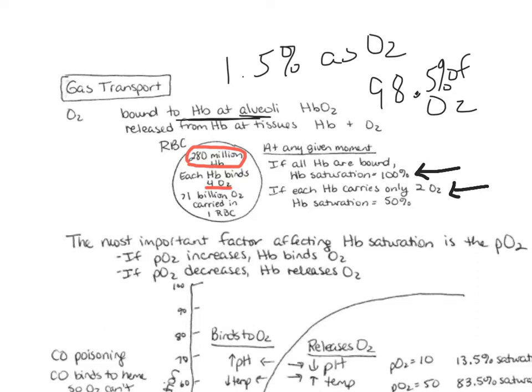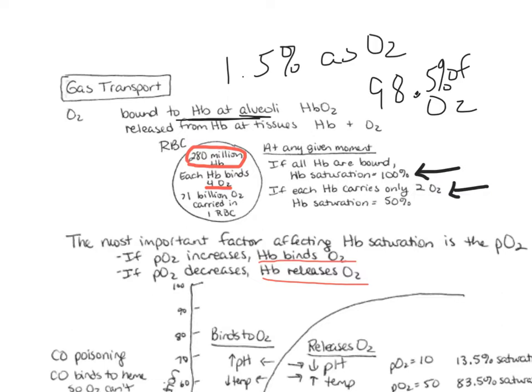The most important factor affecting hemoglobin saturation is the PO2. So if the PO2 increases, then hemoglobin will bind to oxygen. And conversely, if the PO2 decreases, then hemoglobin will release oxygen. So basically, if oxygen is plentiful, if the PO2 increases, then hemoglobin can bind to oxygen. But if PO2 is not plentiful, then hemoglobin is going to release the oxygen so the tissues can use it.